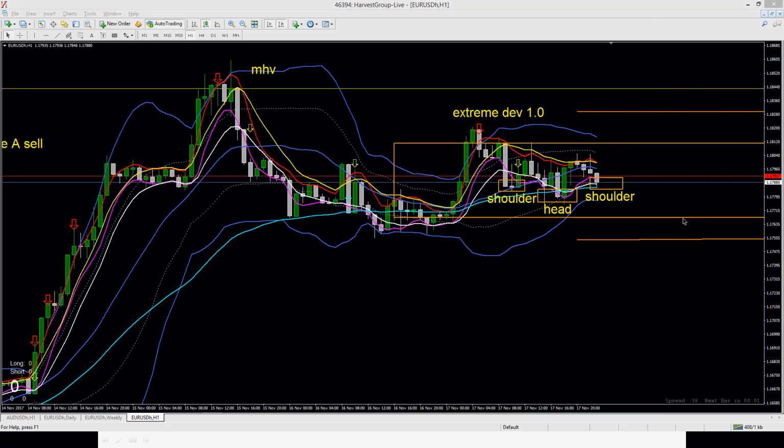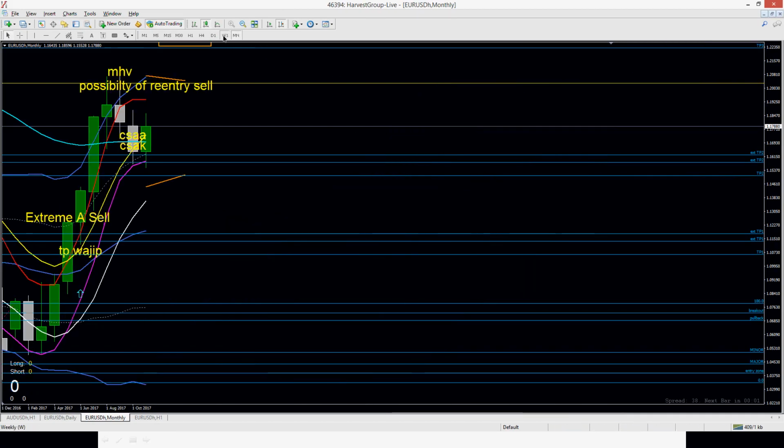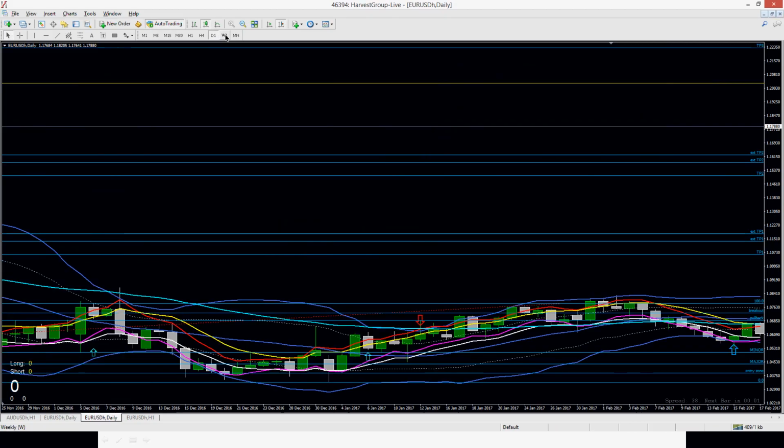Okay, so I think that this is where the market is going, because the weekly of EU has broken through the MA50, so it's still going to continue to go up. So let's say there's a possibility of another extreme sell on the top or extreme deviation 1 before it goes down. So it all depends on what happens next week.